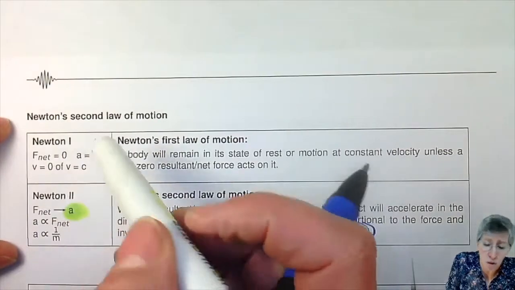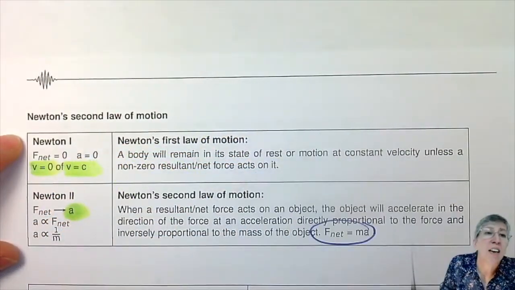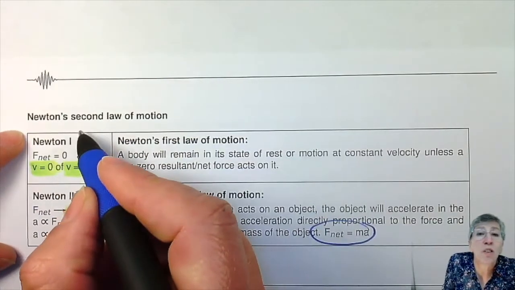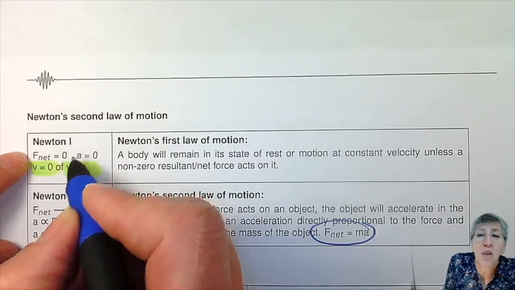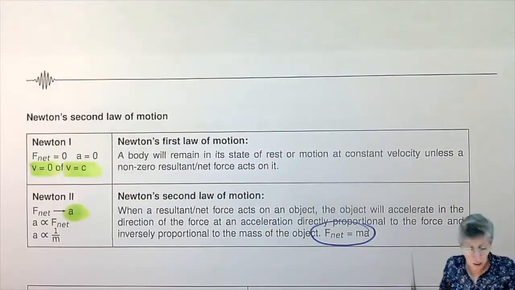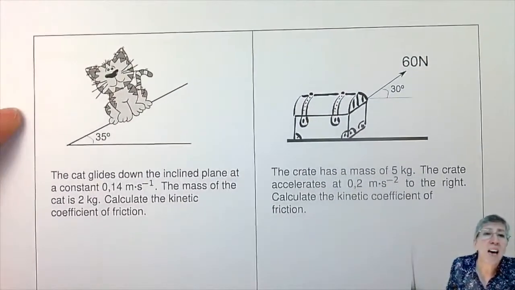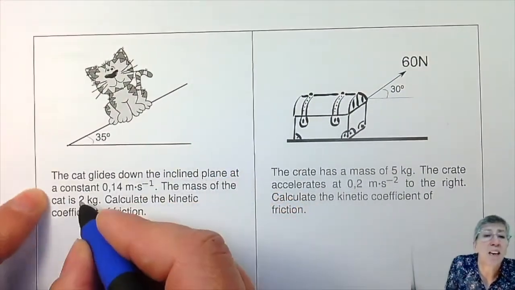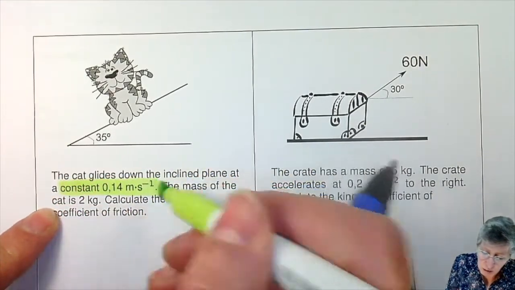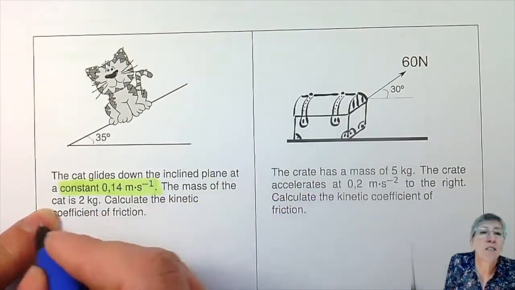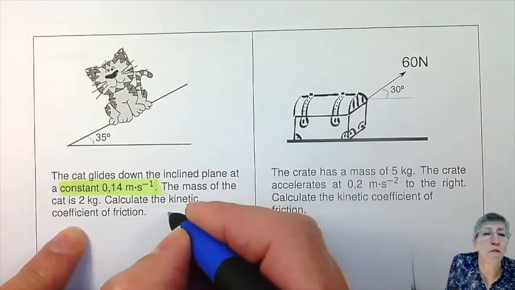But if you are at rest, or at a constant velocity, then you must know that you are working with Newton's first law, and the way to start is to say F net is equal to 0. Now let's look at two applications of that. In the first one, they tell you a cat glides down an inclined plane at constant velocity. The mass of the cat is 2 kilograms, and they tell us to calculate the kinetic coefficient of friction.